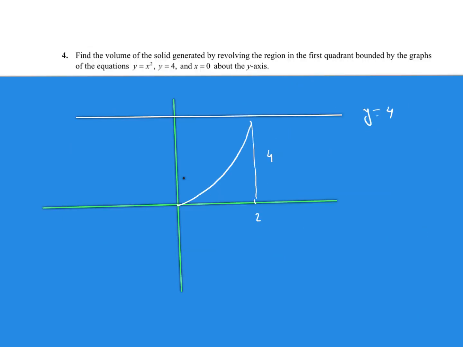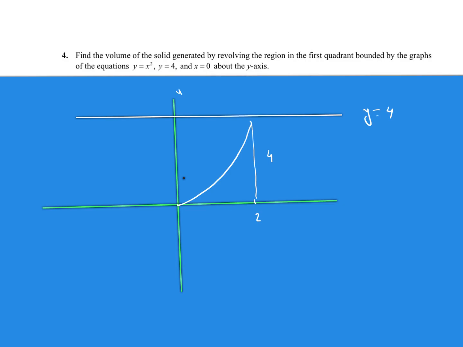Problem 4 says find the volume of the solid generated by revolving the region in the first quadrant, bounded by the graph y equal x squared, which is this graph, y equal 4, which is the horizontal line, and x equal 0, which is the y-axis. And you revolve now about the y-axis.